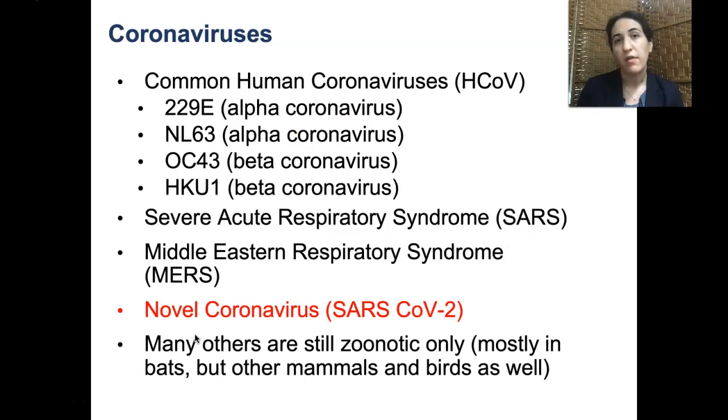Let's focus now on the novel coronavirus that is causing the current global pandemic. There are now 7 coronaviruses that affect people. The first 4 here are one of the many causes for the common cold. They have been in humans for many hundreds of years. However, the newer coronaviruses that have only recently infected humans are much more severe. They can cause diseases such as severe acute respiratory syndrome, known as SARS, Middle Eastern respiratory syndrome, known as MERS, and the novel coronavirus SARS-CoV-2. Many other coronaviruses are still zoonotic only, mostly in bats, but also in other mammals and birds as well.